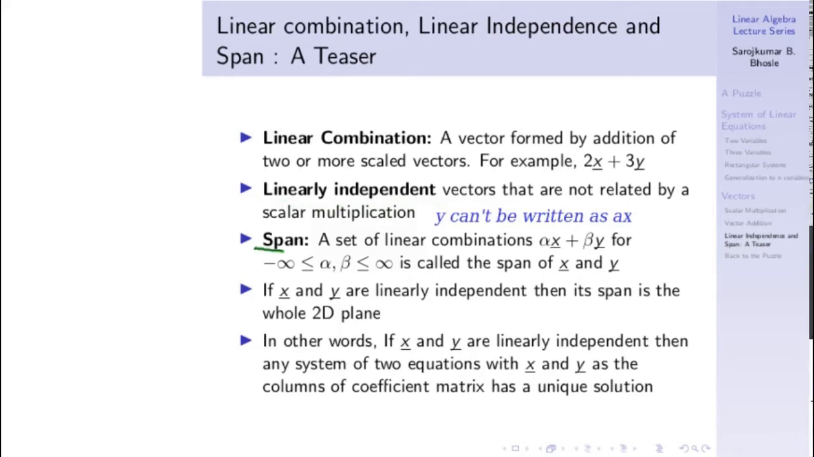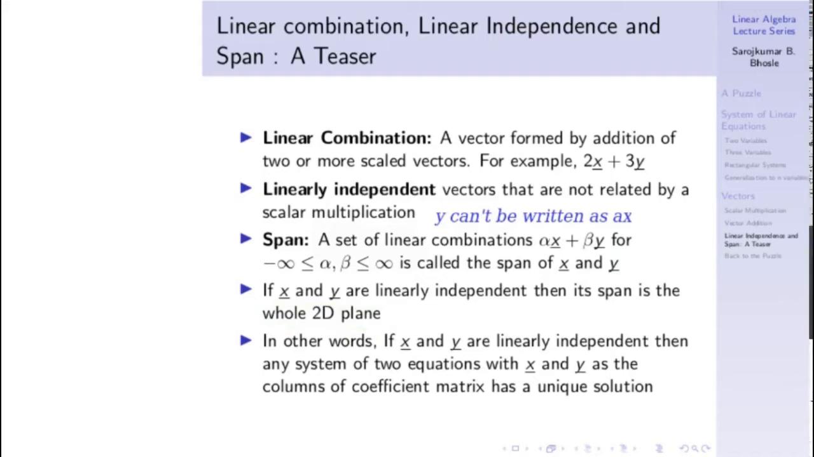Span of vectors, or span of a set of vectors, is the set of linear combinations of this nature. Now the span of x and y can be defined as the set of linear combinations alpha x plus beta y for alpha and beta ranging from minus infinity to plus infinity, and this is called the span of x and y. In this case, if x and y are linearly independent, then the span is the whole 2D plane, and this is very important to understand.